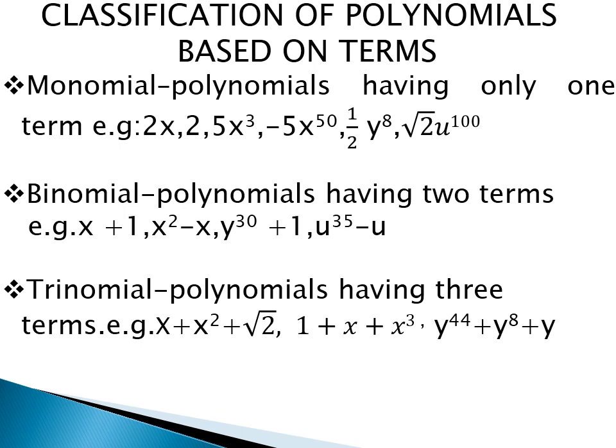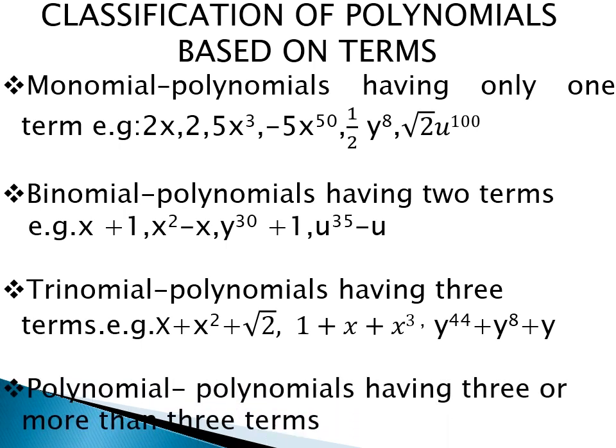Based on terms is the first point. So what are the names? The monomial, binomial, trinomial. Now a polynomial having more than 3 terms, then what will the name be? It is generally called just a polynomial. If a polynomial has more than 3 terms, what name is to be given? It is just a polynomial only.